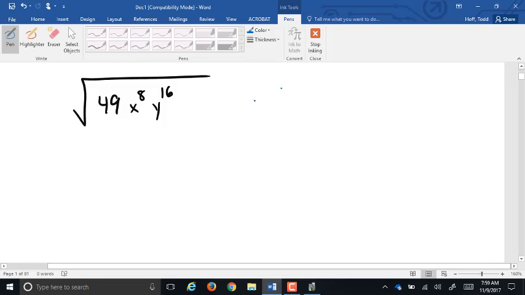So anyway, square root. Same thing. We apply the square root to the number. What's the square root of 49? 7. What do we do with the powers when we do roots?